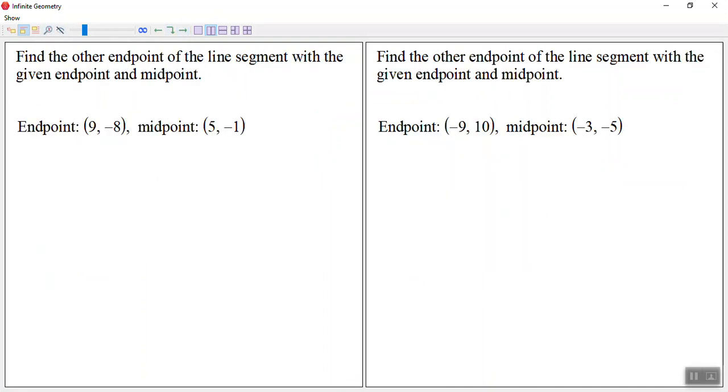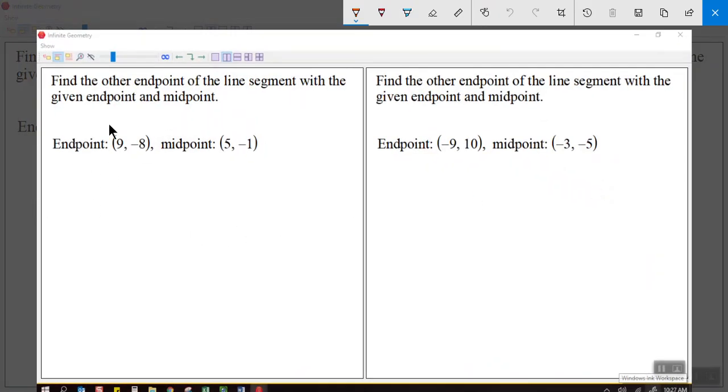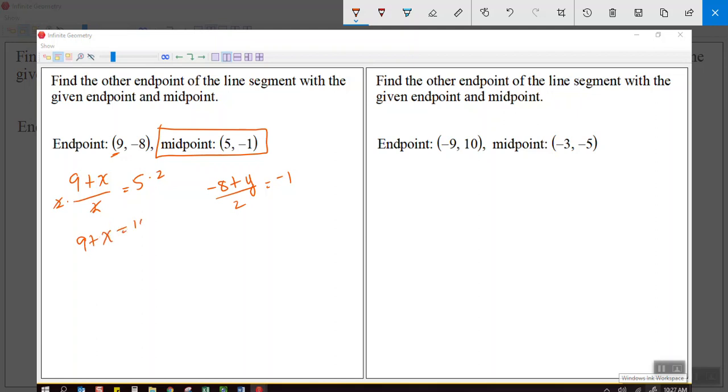The given endpoint and the midpoint. One of the things that you need to understand is that we add the endpoints and we divide by 2. We're only given one of the endpoints. So this means that it's 9 plus some x value divided by 2, that gives you 5. And it's -8 plus some y value divided by 2, that gives you -1. This is the midpoint. And now we multiply both sides by 2. The 2's cancel here. You have 9 plus x equals 10. 5 times 2 is 10. Subtracting 9, x is equal to 1.